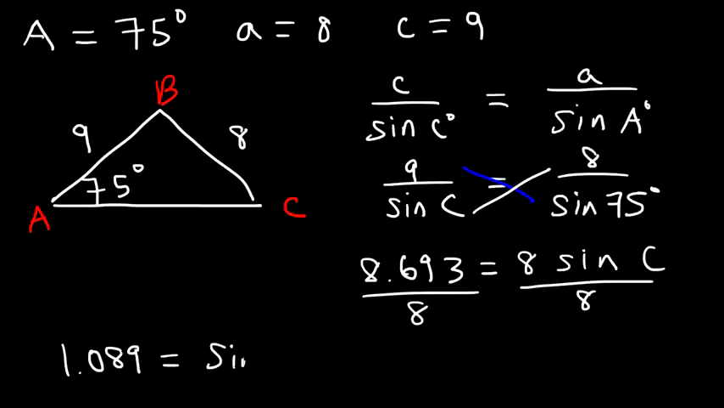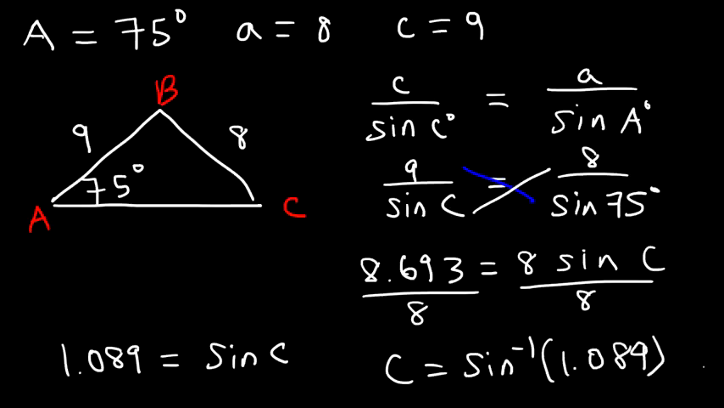And that's equal to sine of C. So to find angle C, we need to take the arc sine, or the inverse sine, of 1.089. Now, if you type in arc sine of 1.089 in your calculator, it will give you an error. Sine has a limited range. It's between -1 and 1. So if you try to take the arc sine of a number that's larger than 1, it's not going to work. What this means is that this triangle has no solution. We can't solve it. So there's nothing we could do with this problem.